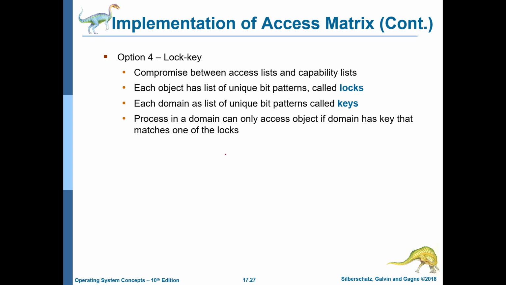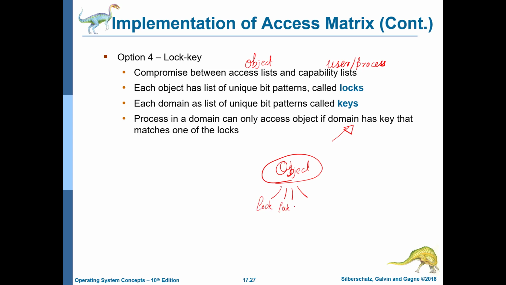Another approach, which is like a compromise between access lists and capability lists, is like this. Recall that an access list is per object and a capability list is either per user or per process, any one of them. So we can have a unique bit pattern called a lock and another list of unique bit patterns called keys. Any process in a domain can only access an object if that specific domain has a key for that object. So for every object, instead of maintaining an explicit list, we basically maintain a set of locks with an object.